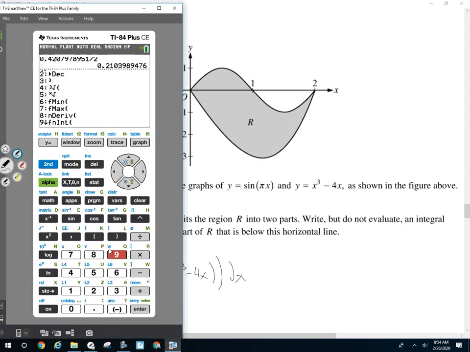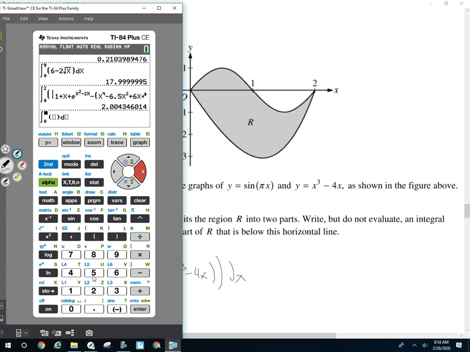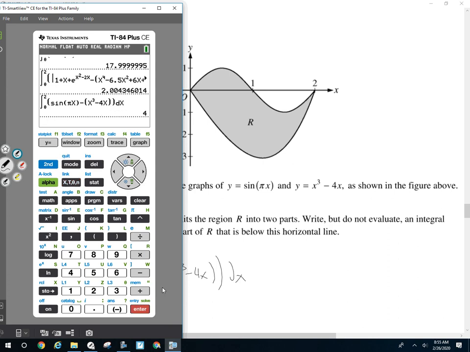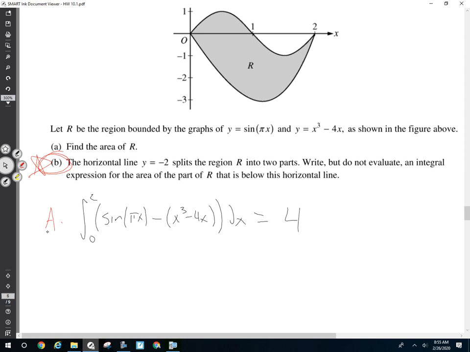Math 9, 0 to 2, sine pi x. Please make sure your calculator is in radian mode. Minus x cubed minus 4x. Oops. Hope I didn't do that for any others. Four. That's nice. All right, part B.